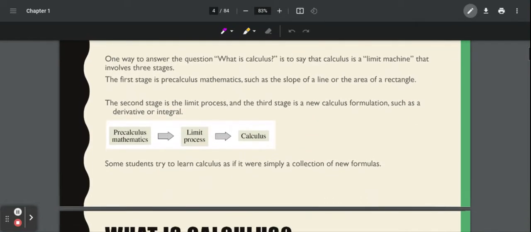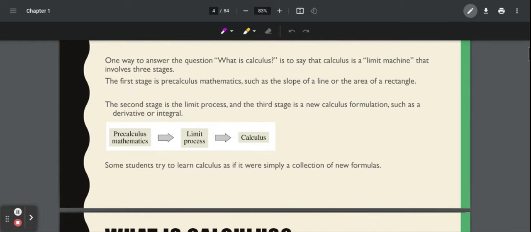So one way to answer the question of what's calculus is to say that calculus is a limit machine that involves three stages. So the first stage is pre-calculus math, where you have slope of a line or area of a rectangle. The second stage is the limit process, and then the third stage is a new calculus formation, such as the derivative or integral. So these are kind of the three stages.